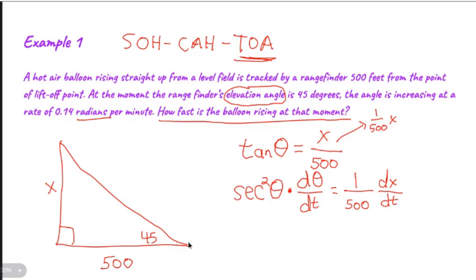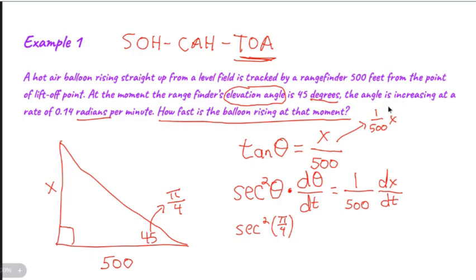Once we differentiate, we're good to plug in everything. Now, we have a couple things to contend with. First of all, the angle is in degrees and the rate is in radians, so we have to convert one or the other. I'm going to convert 45 degrees to radians, and I'll let you review that. It should be pi over 4. You can do the calculation or look that up on your unit circle. So pi over 4 goes into theta: secant squared of pi over 4, times d theta dt.